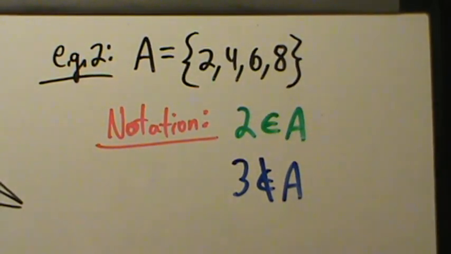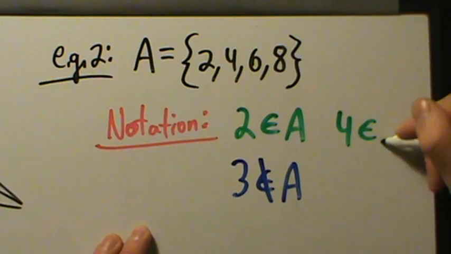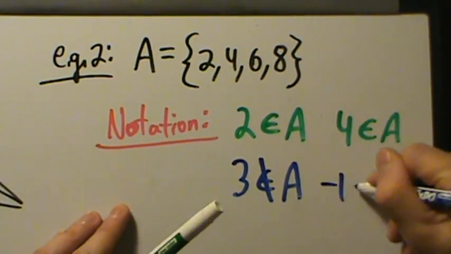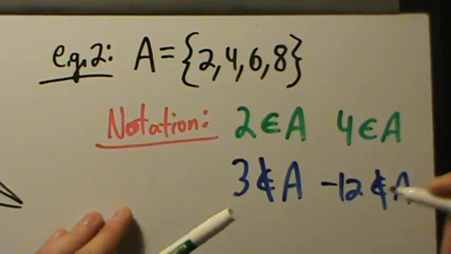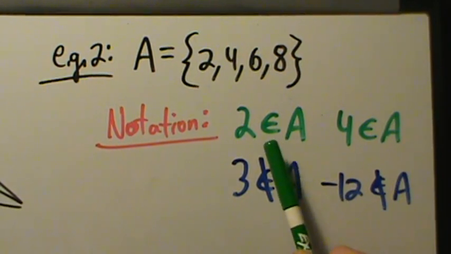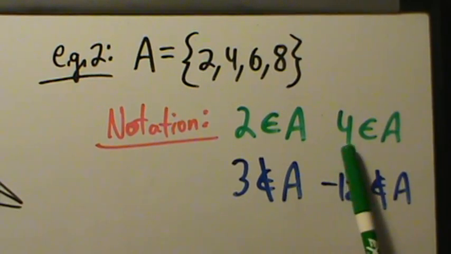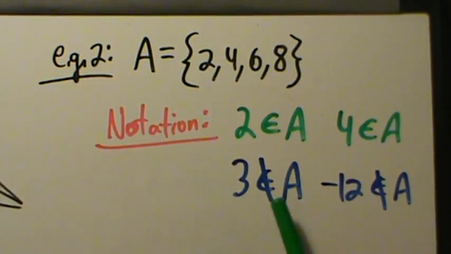Okay. What else is in A? Well, 4, for example. 4 is an element of A. What about negative 12? Negative 12 is not an element of A. So remember, just this business end of a fork means element of, so this thing over here is an element of A. This thing over here is an element of A. Business end of a fork with a slash through it, not an element of A.